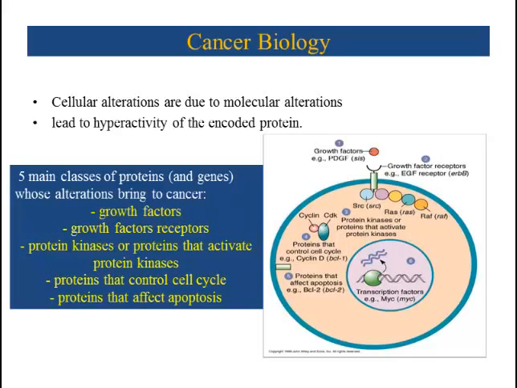proto-oncogene and oncogene, etc. So the five main classes of protein alteration are growth factors, growth factor receptors, a protein kinase or a protein that activates protein kinase, a protein that controls the cell cycle like cyclin D, and a protein that affects apoptosis.